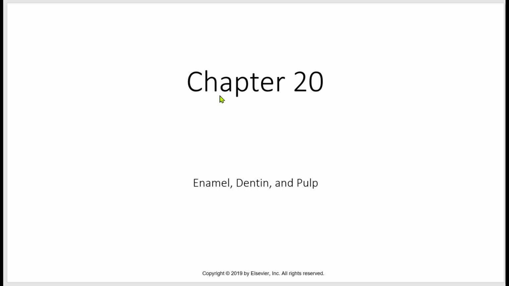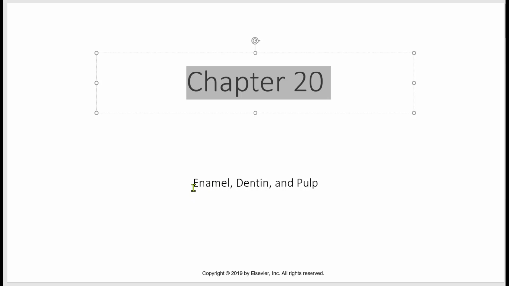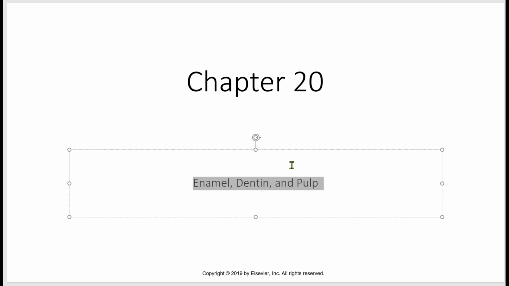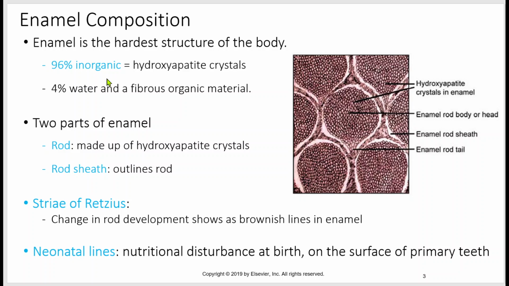Hello everyone, this is chapter 20 and it is about the enamel, dentin, and pulp. So we'll get to know a little bit more about each one. Some information we already know, but some others, a little bit extra information about each one of them. So for the enamel composition, we know that the enamel is the hardest structure in the body.